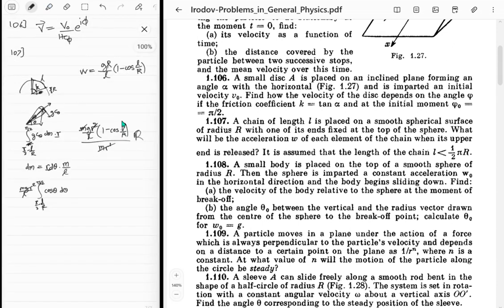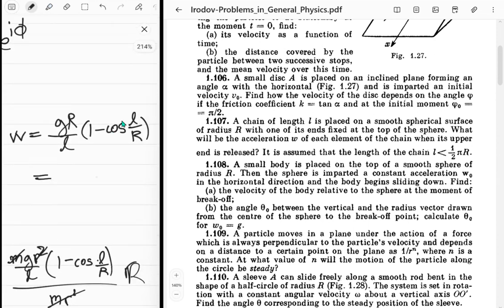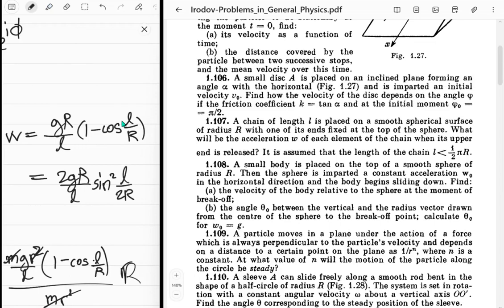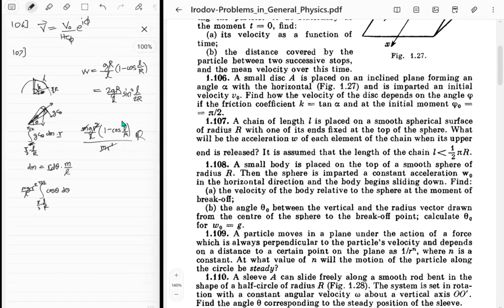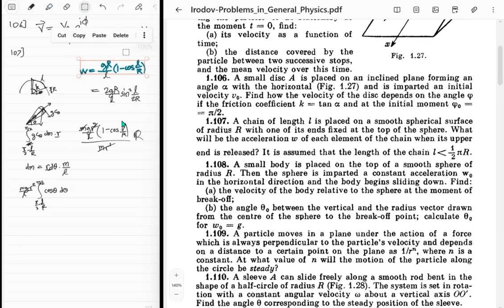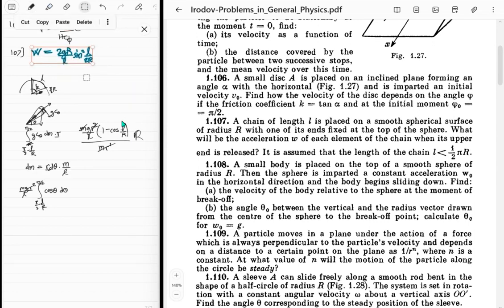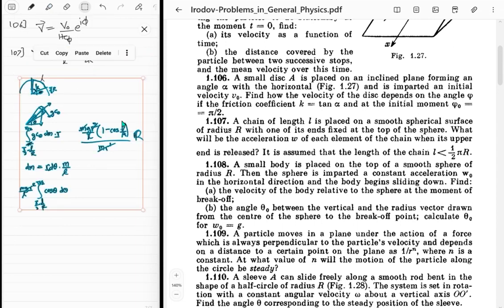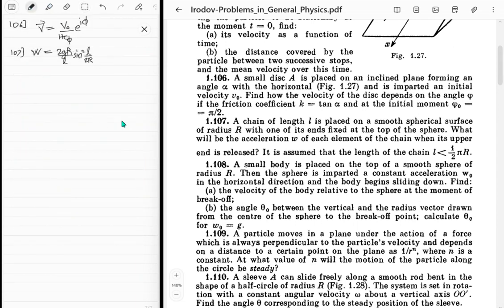Now maybe we can write it in a different way. We can write this thing as 2gR upon L sine squared of L upon 2r. Yes, perfect. That's our W. So this is the magnitude of acceleration for each point at the initial moment when it's released.